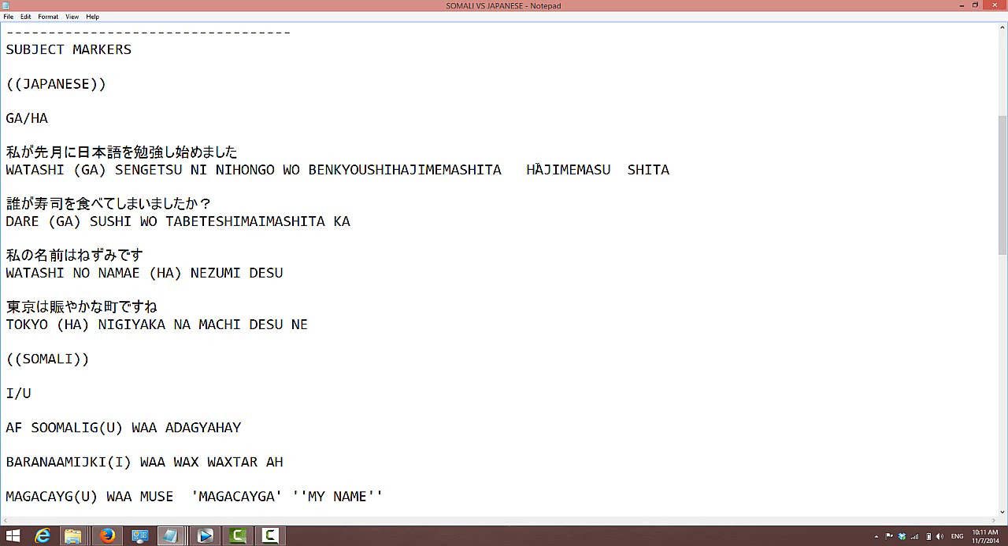So hajimemashita is started in the past. Okay? So benkyo shi hajimemasu. When you put them together with benkyo, it becomes started to study. So I started to study Japanese last month is the translation of this sentence. 私が先月に日本語を勉強し始めました.